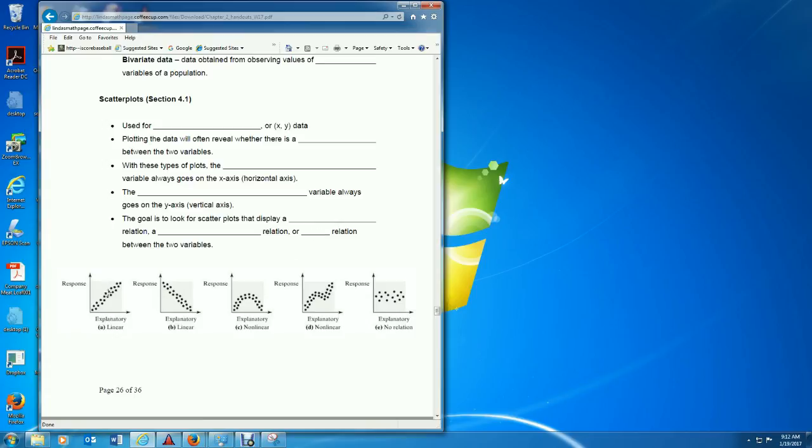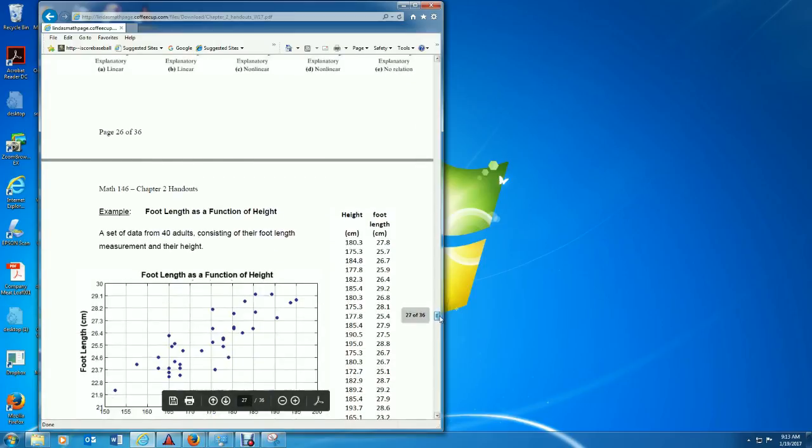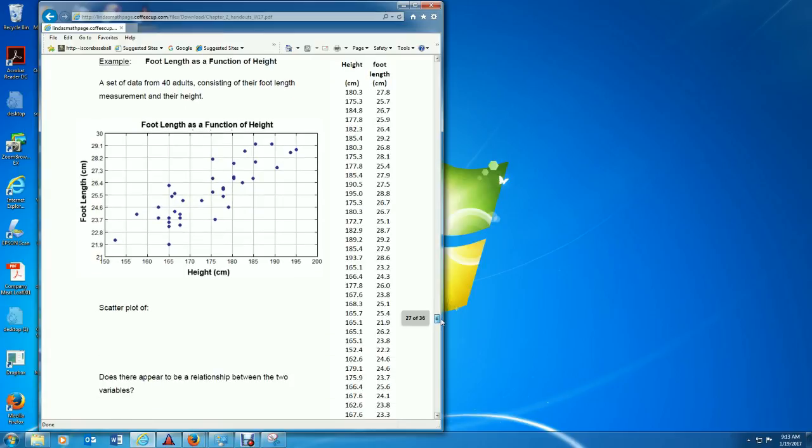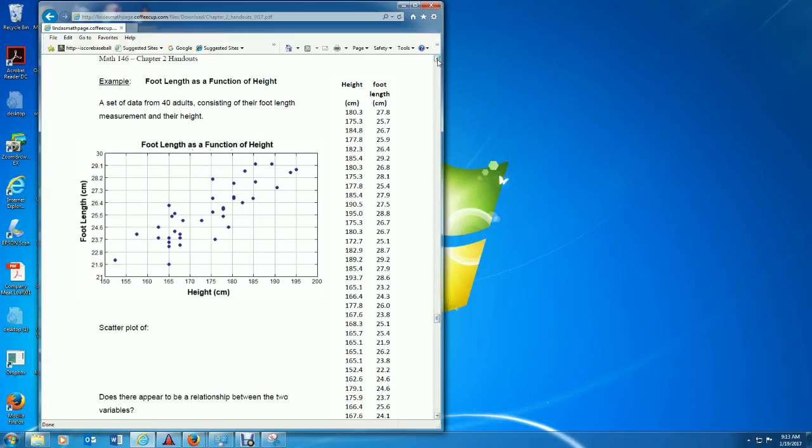So down here, for example, this clearly shows a linear relationship. Also clearly a linear relationship. This plot, there is a relationship, but it is not linear. The data are not lined up in a line. Again, here, there is a relationship. It's not linear. Here, the data is just kind of scattered all over. There is no clear relationship at all. So in particular, we are interested in looking for linear relationships.